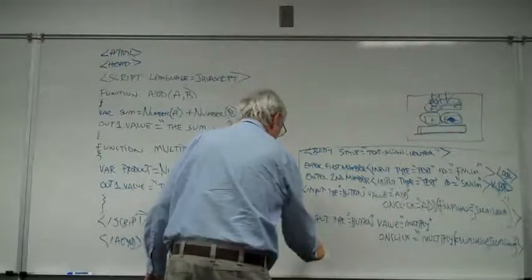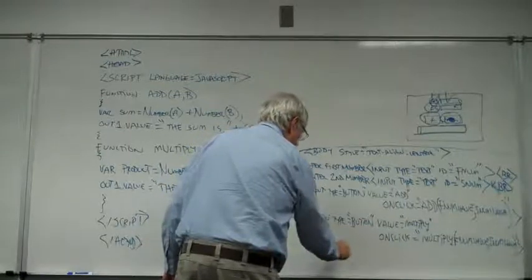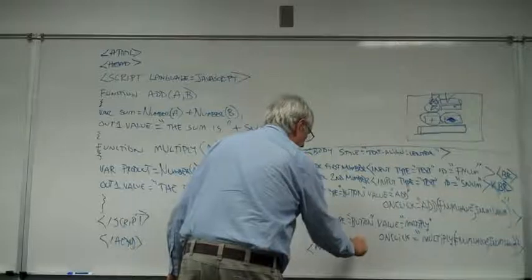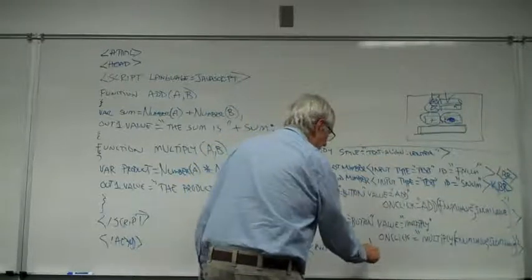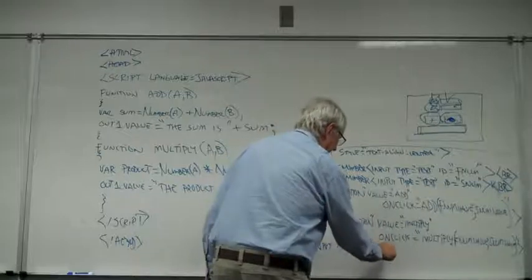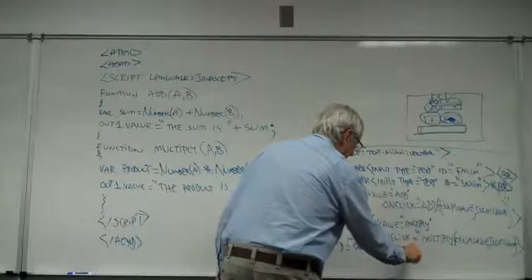But here's what we do. We have an input area whose ID equals, quote, out1, quote, type equals text. Text.